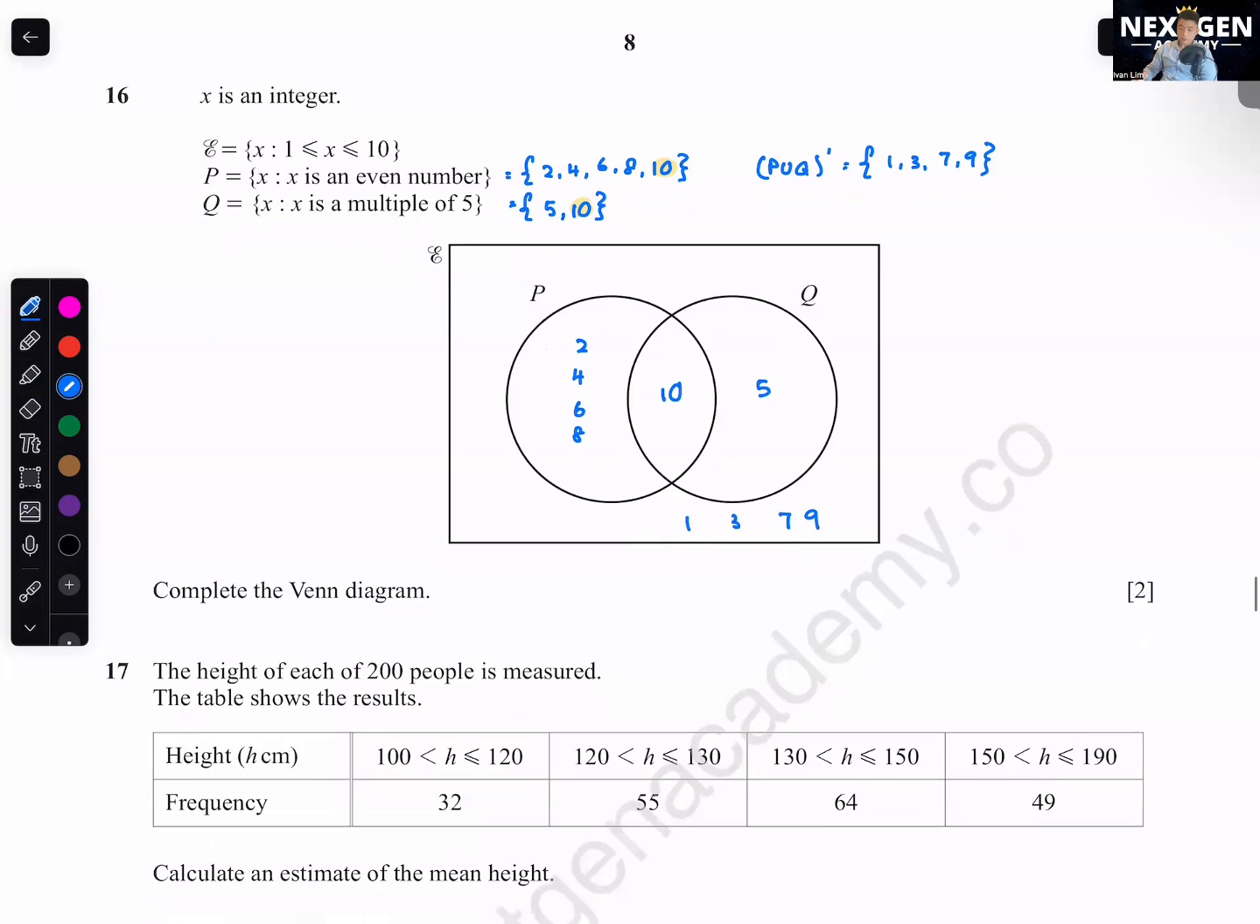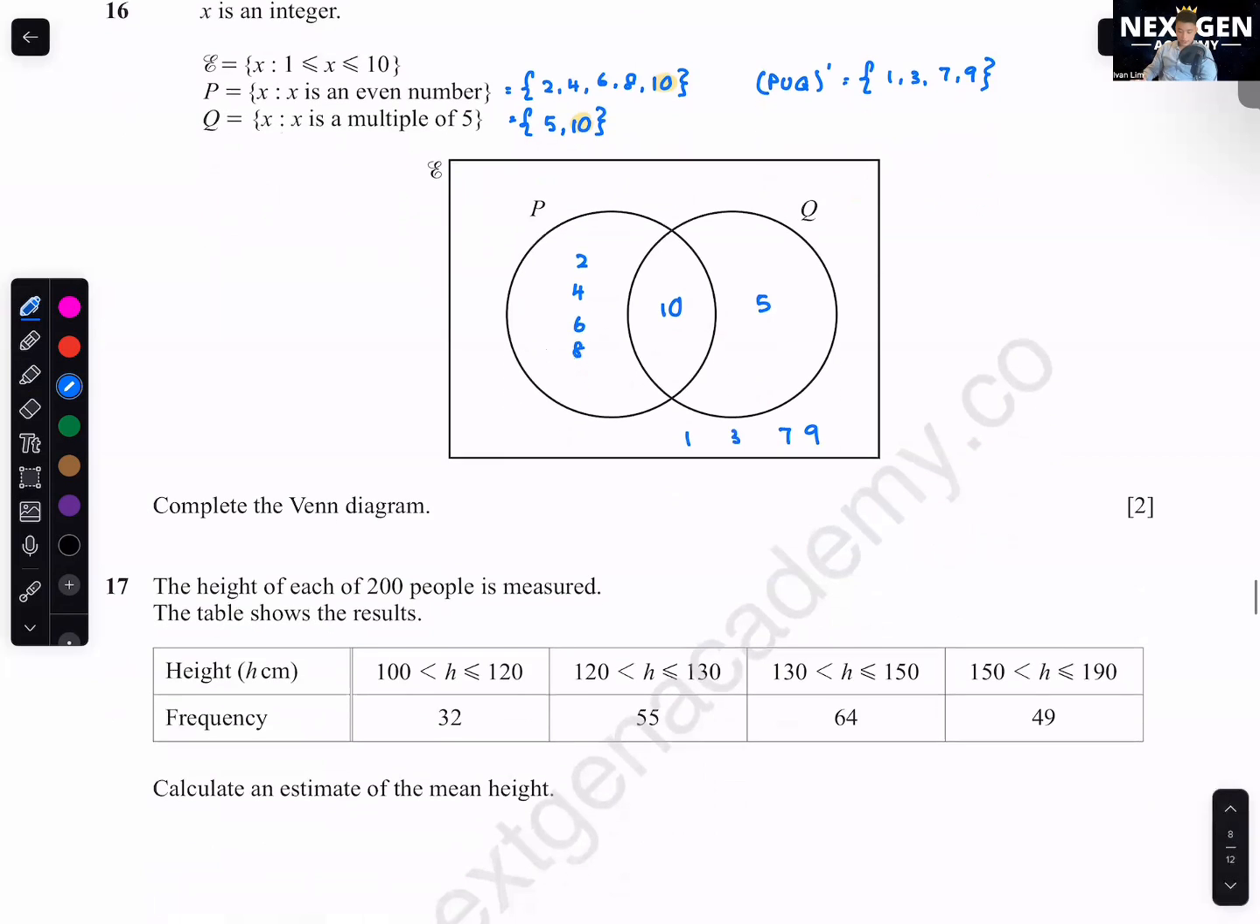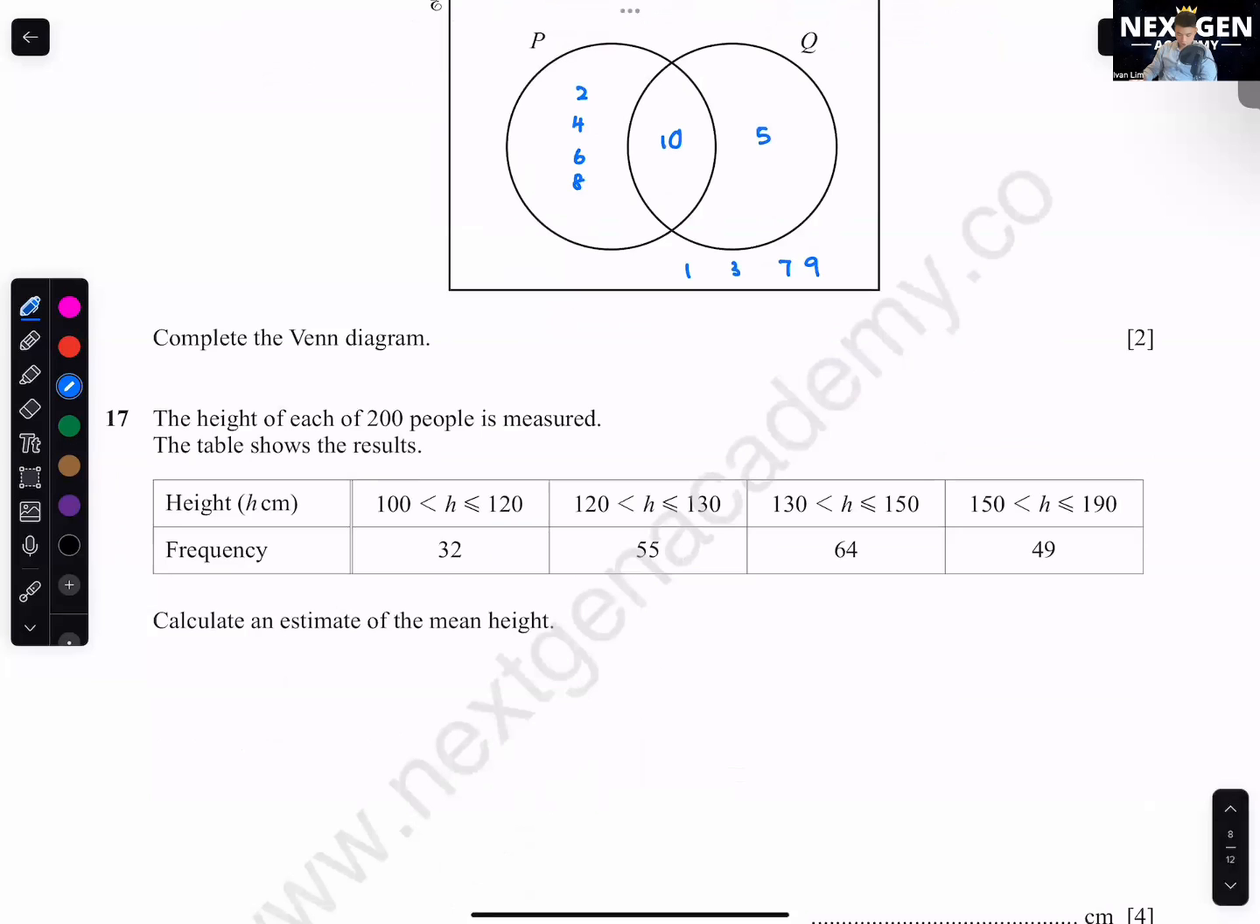Okay, next one. Question 17. The height of each of 200 people is measured. The table shows the graph.